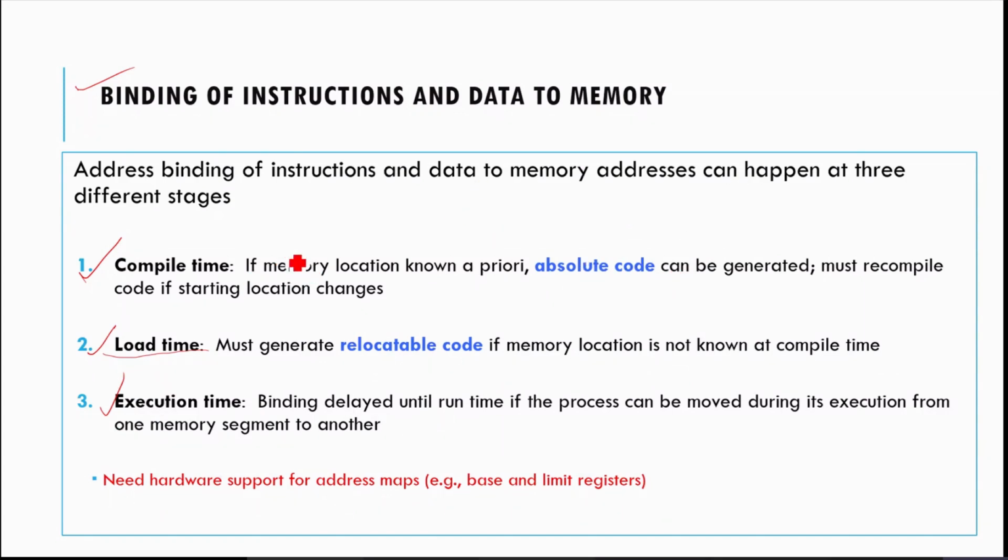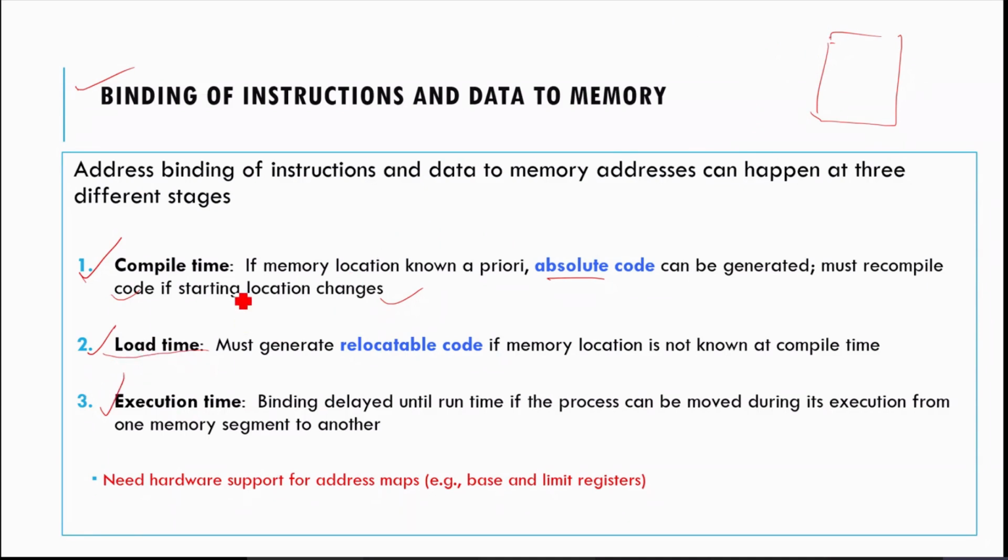First, the literal meaning. If the memory location is known a priori, meaning you know beforehand that these spaces are free, somewhere some address is free, so there is no issue. You give the absolute code, no problem; it can be generated. You must recompile the code if the starting location changes. Suppose, like the previous example I told, I added some value and got the new address.